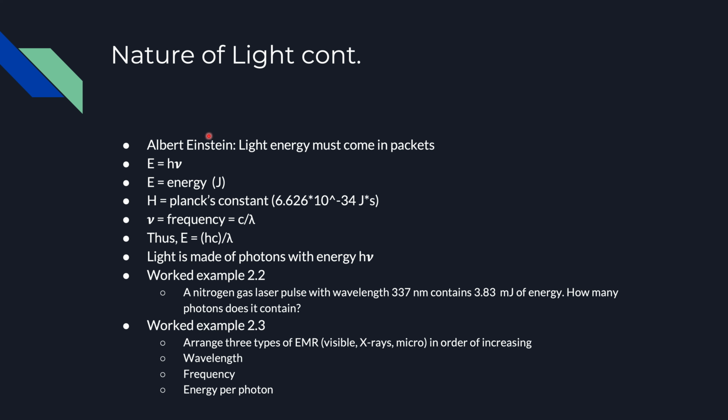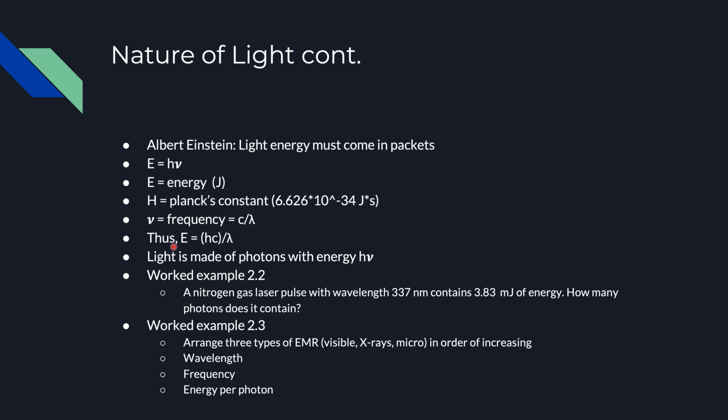And Albert Einstein came up with the idea that light energy must come in packets after seeing the photoelectric effect. From this, he came up with the equation E = hν, where E is energy in joules, h is Planck's constant, 6.626 × 10^-34 joule-seconds, and ν is frequency, which, as we know before, is ν = c/λ. Therefore, you can plug in c/λ instead of ν, and you get E = hc/λ.